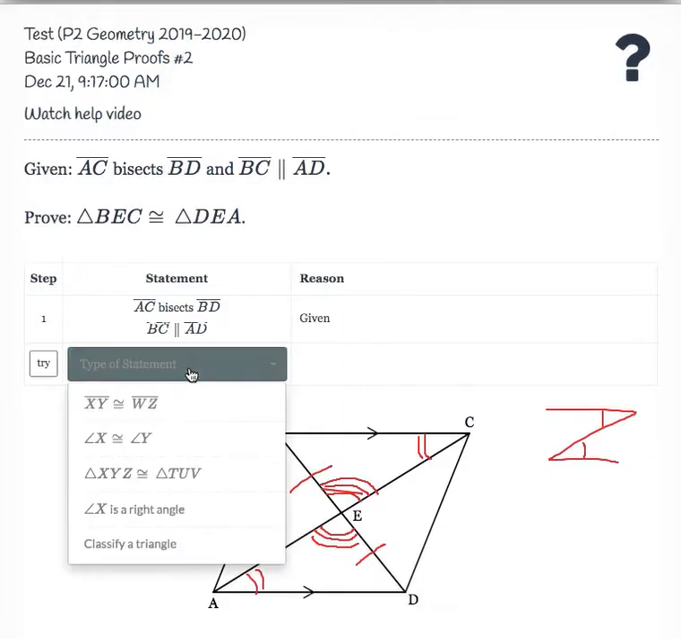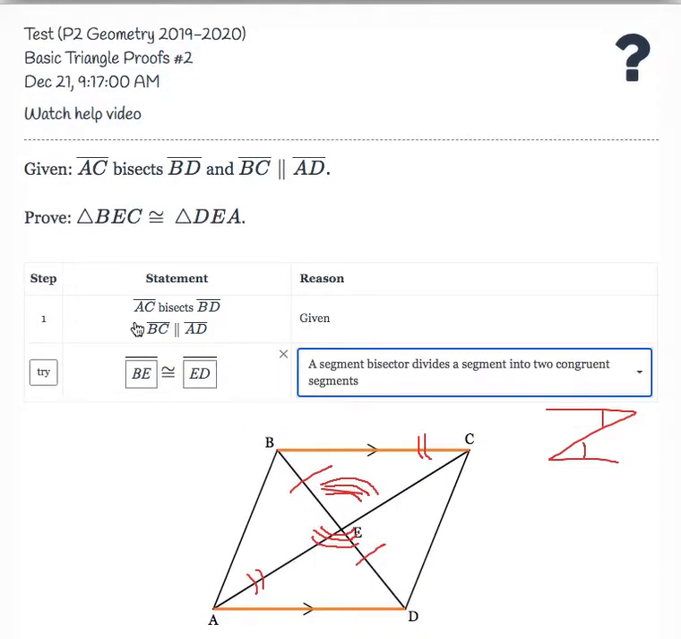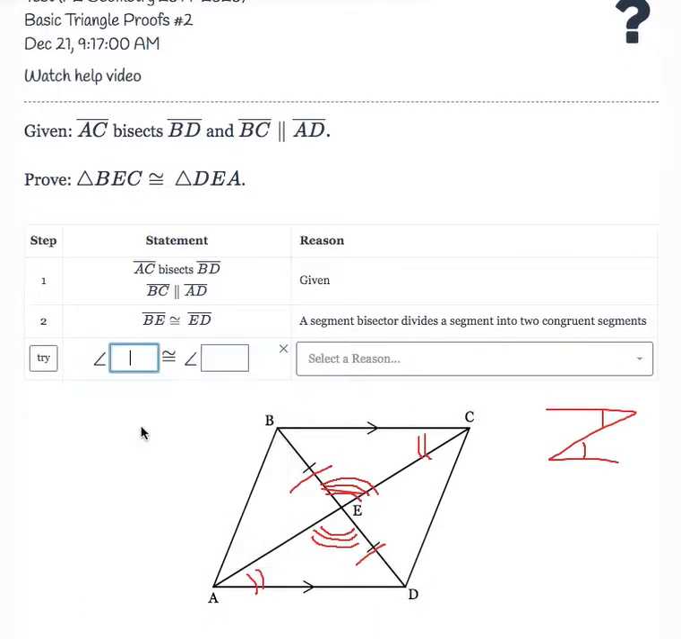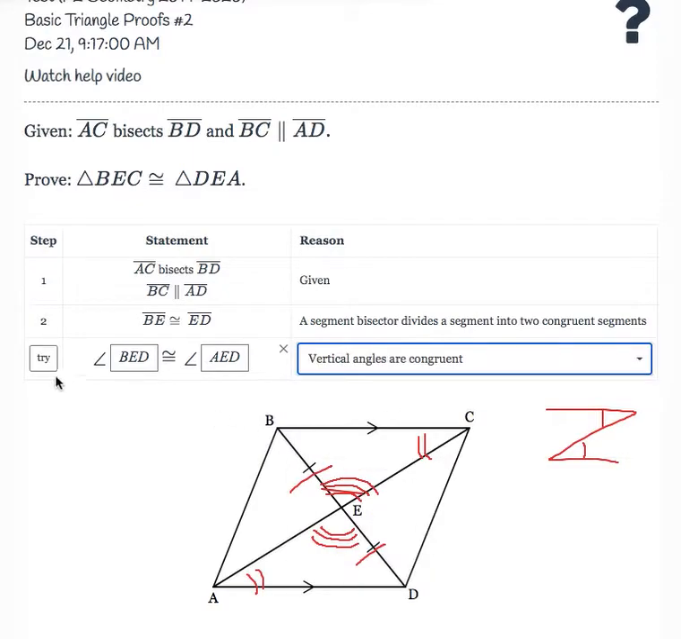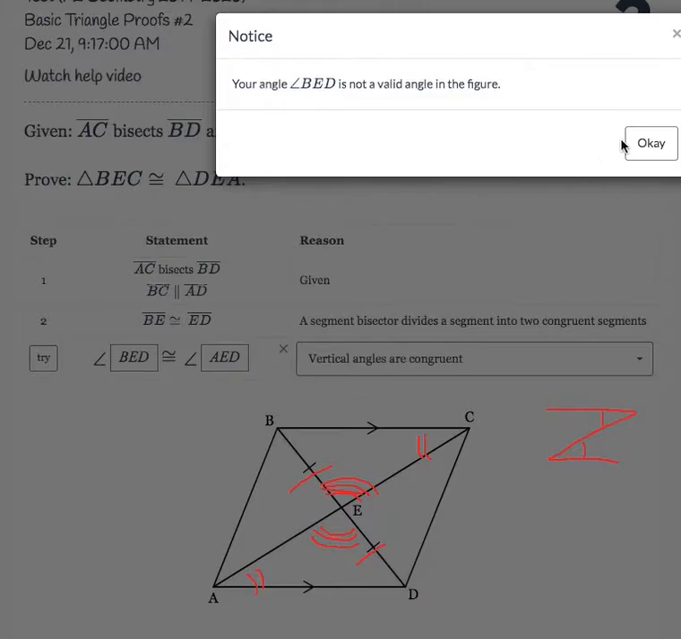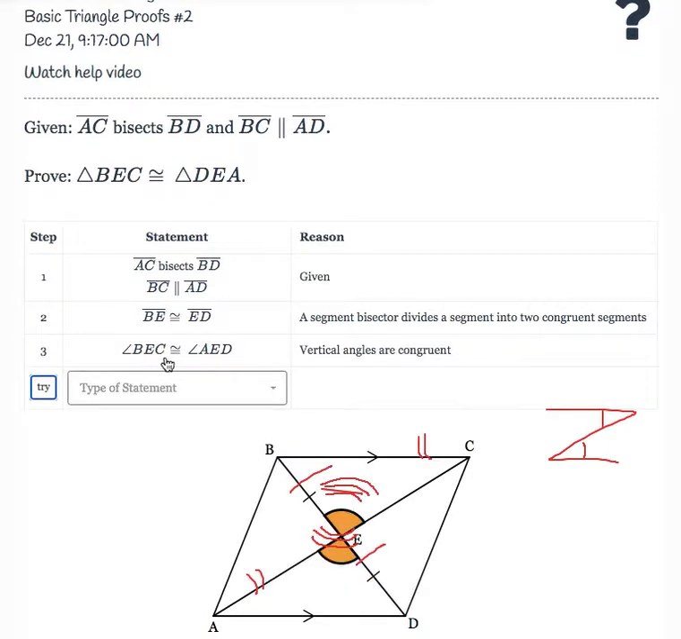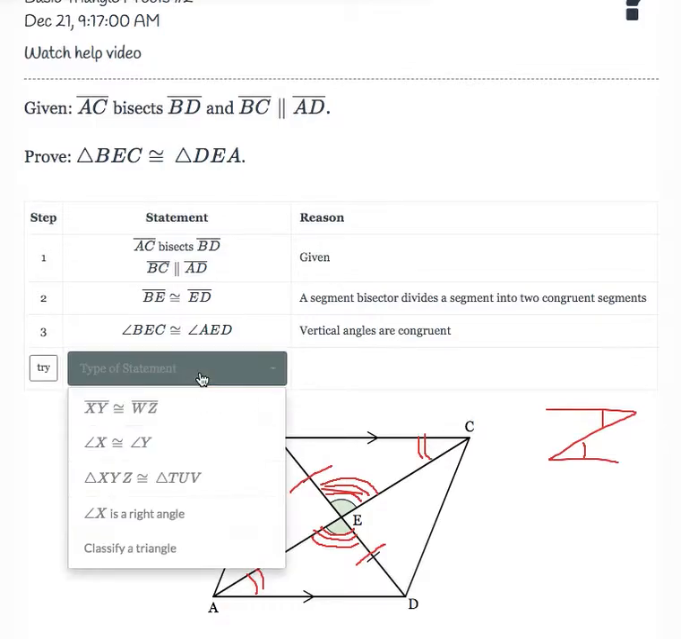So we said that BE was congruent to ED. Why? Because it told us it bisects a segment. We said that triangle BEC, the center one, was congruent to AED, this other center one, because vertical angles are congruent. Oops, and look at that. I meant to write BEC, wrote BED, and look, it tells me what was wrong. I named my angle incorrectly. Again, if we got the error, a lot of people texted me saying, not enough information, you need to make claims before the end. We still need to make a claim about these corner angles.